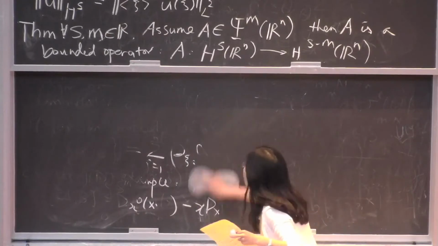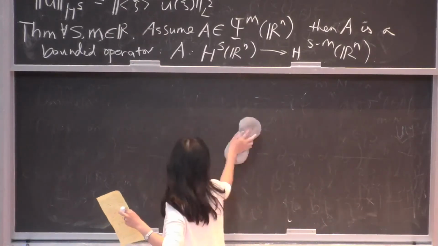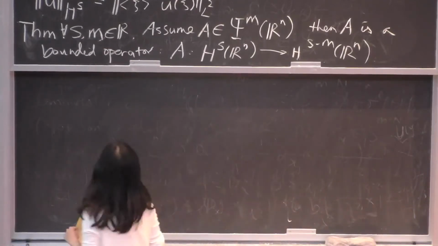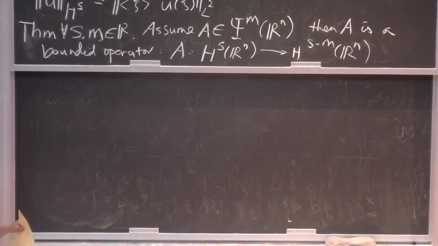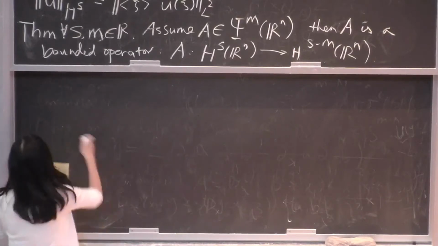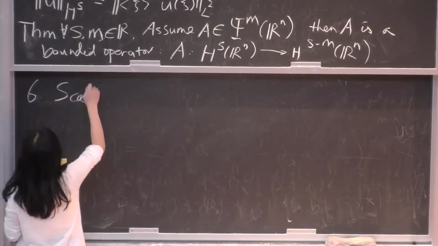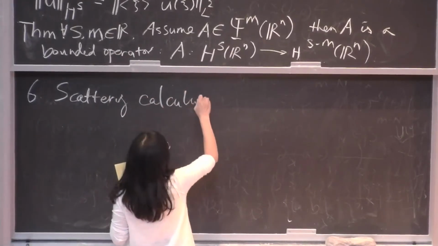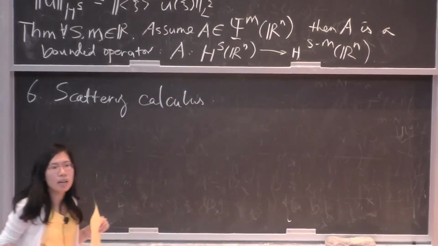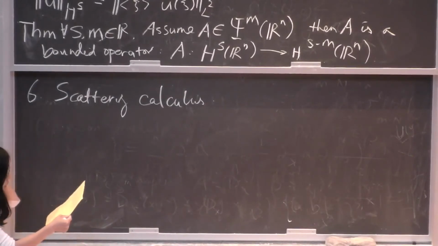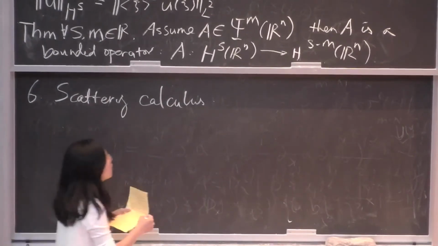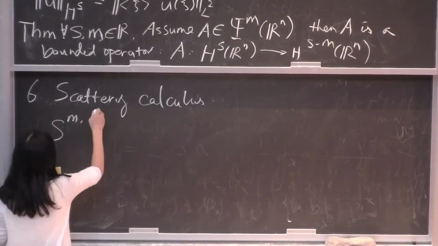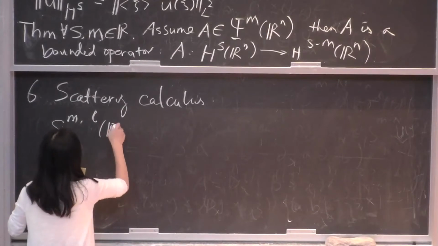Now I want to consider this elliptic operator, this Laplacian plus 1 in the beginning. But before that, I want to introduce a different symbol class because I need some compactness. So the sixth part is scattering calculus. I'll be really brief, in the sense that a lot of things go in parallel. I'll basically mention all the things that I mentioned before, but for a different symbol class. So I'm going to introduce this symbol class, S^{m,l}(R^n).